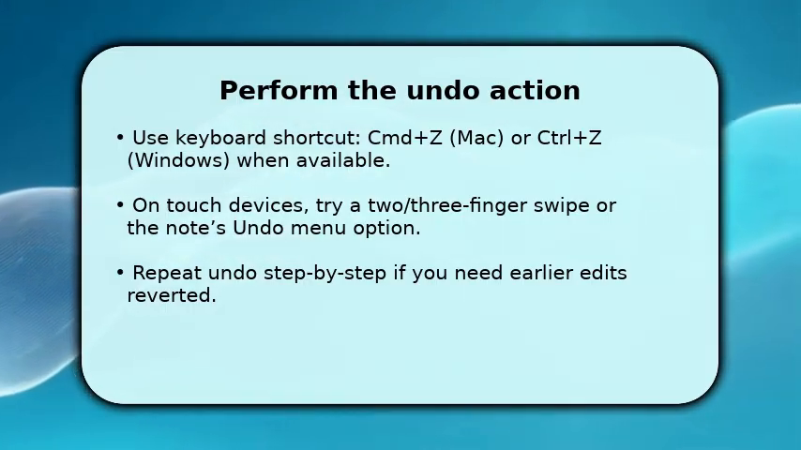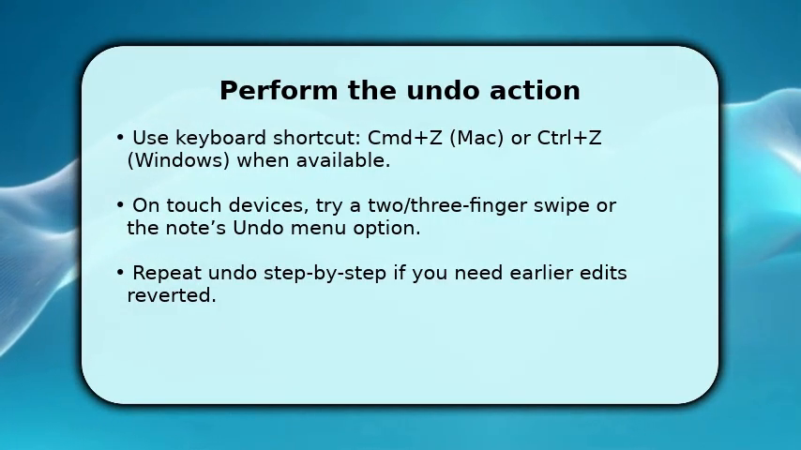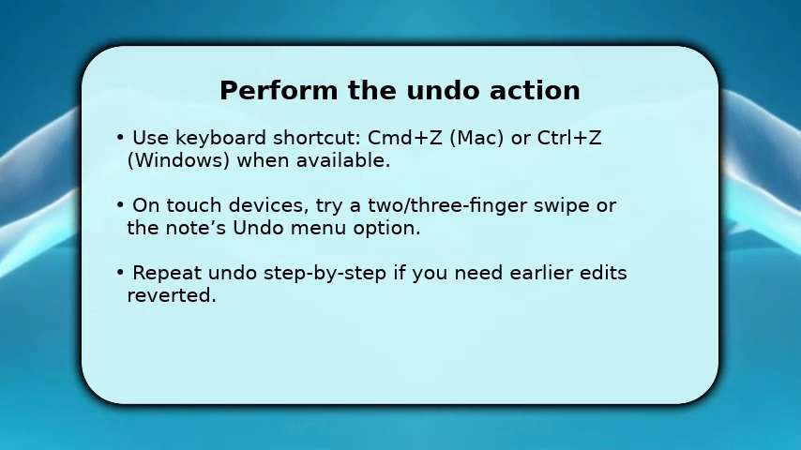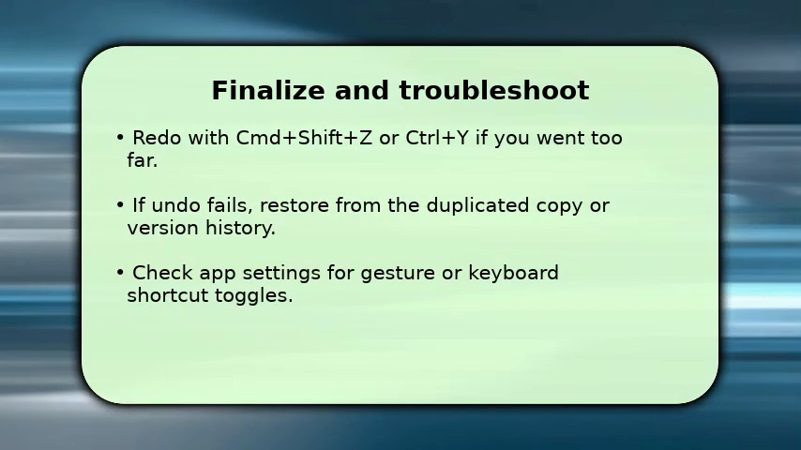Repeat the action to step further back in time. Each undo reverses one editing action. Make sure to watch the text update and finish by confirming the note looks right. If you went too far, use redo, CMD plus Shift plus Z or Ctrl plus Y to step forward again.